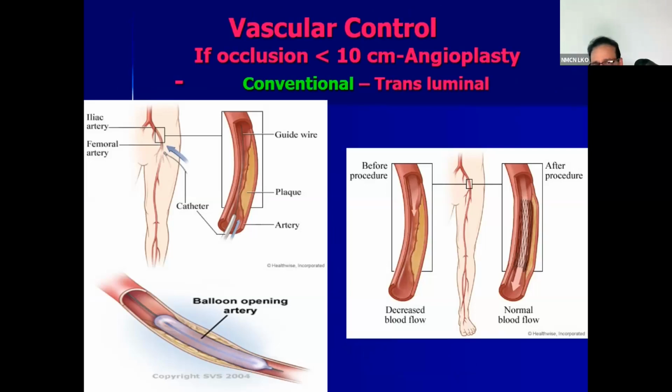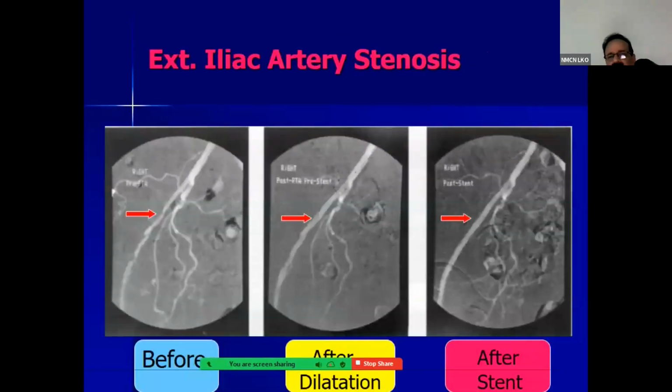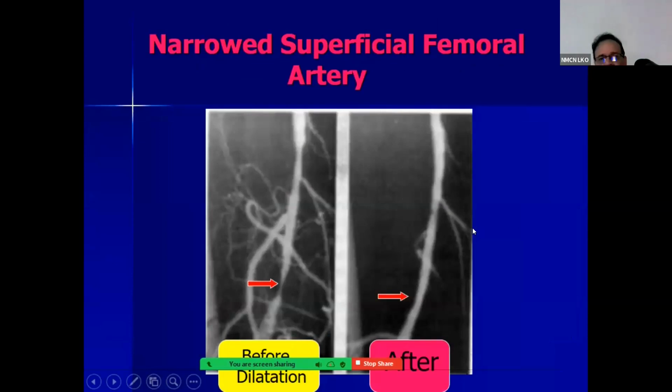This guide wire is passed through the femoral artery, and it is negotiated through the blockage, and then a balloon is inflated over it, and if need arises, then a stent is put. So just like coronary angioplasty, the peripheral vascular angioplasty is done. In this case of external iliac artery stenosis, you can see before, then after dilatation, and this is after stent. This is a narrowed superficial femoral artery before dilatation, and after dilatation.